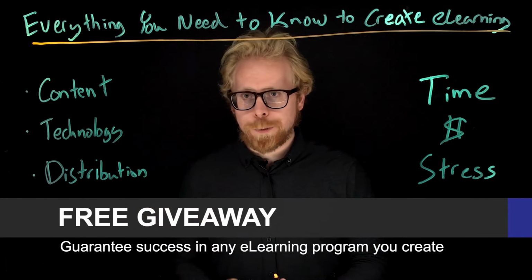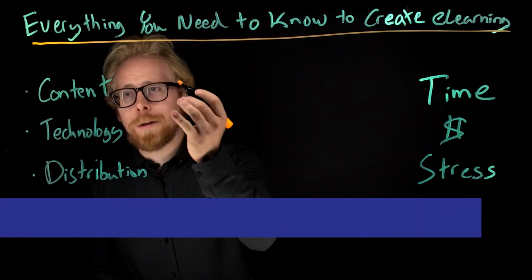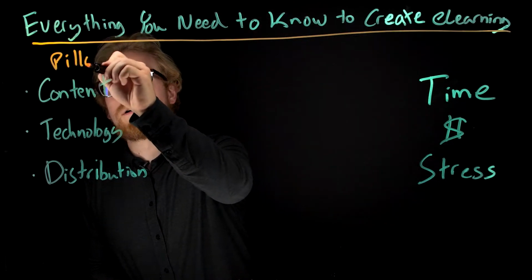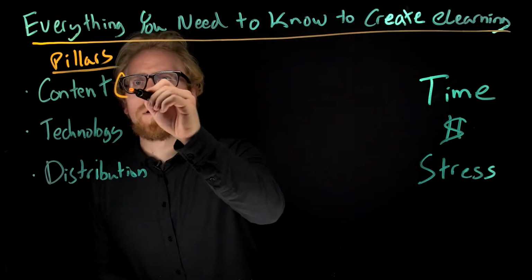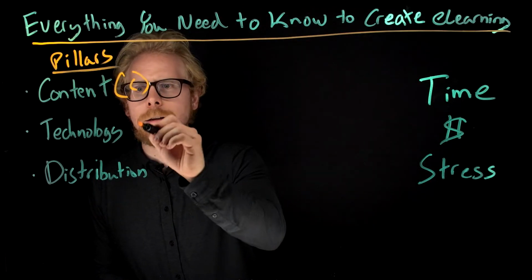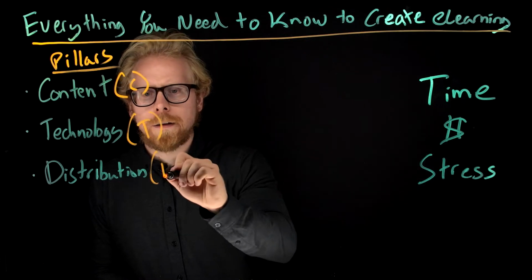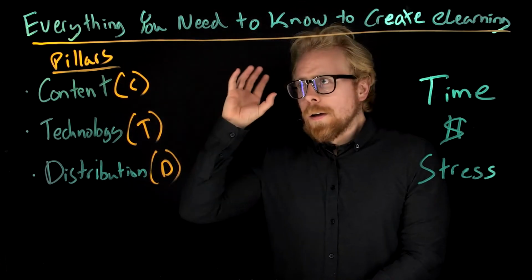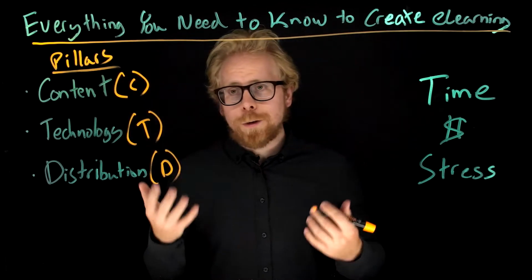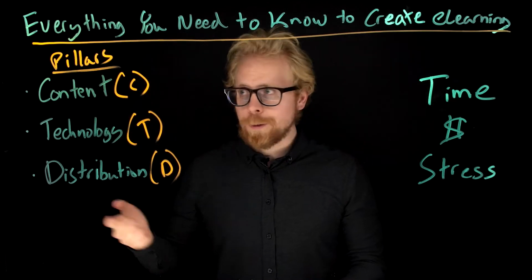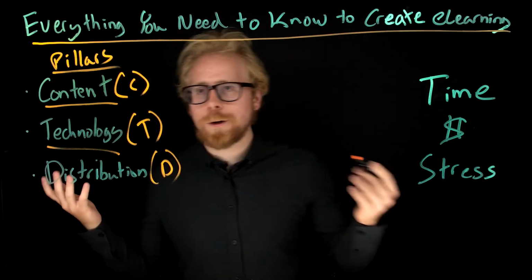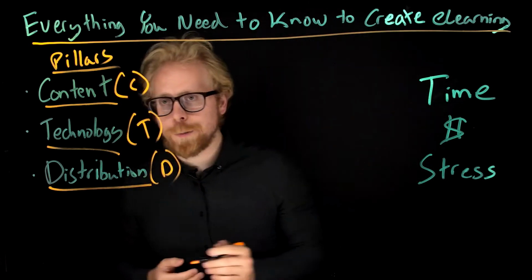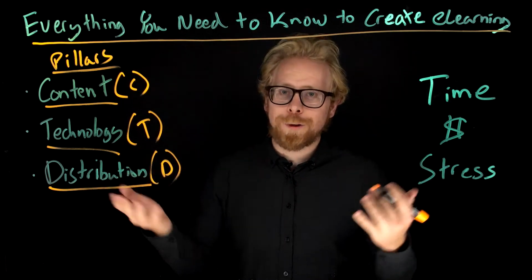Content, technology, distribution. These are the three pillars of e-learning. We talk about this a lot on the channel. We also call this CTD. Very important, because e-learning is made up of these three things. Without content, you don't have e-learning. Without technology, you don't have e-learning. And without distribution, your learners will never see your e-learning.